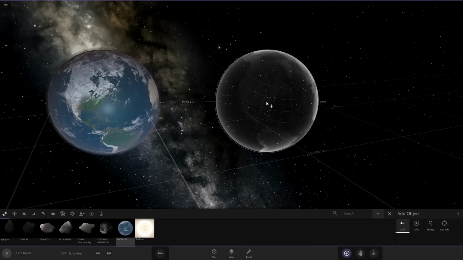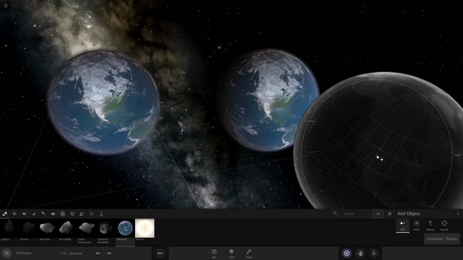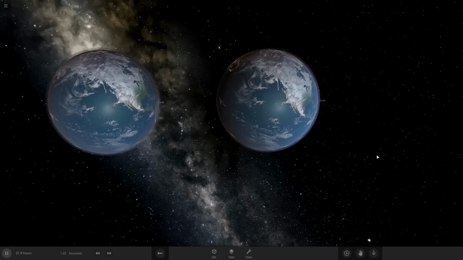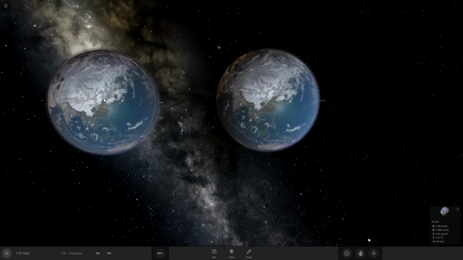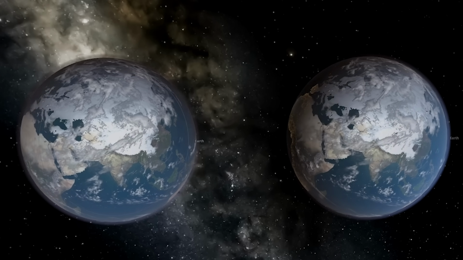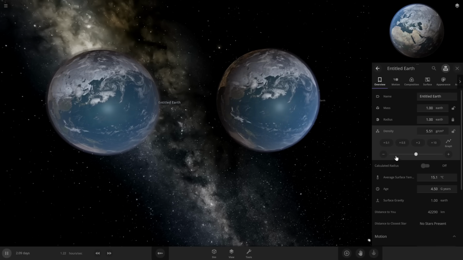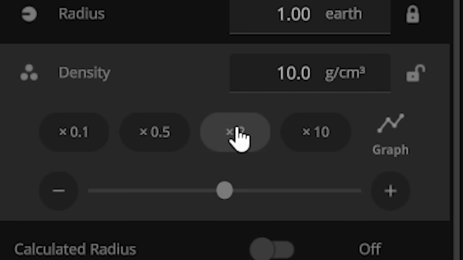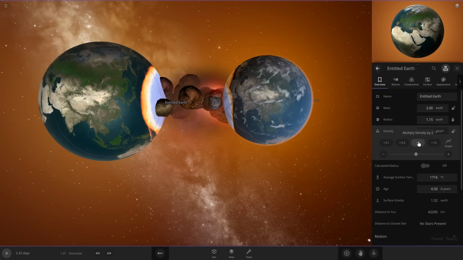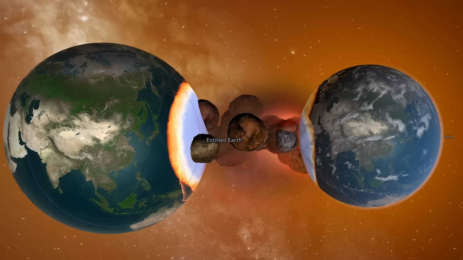We will put another Earth next to Sad Earth. These two Earths live in harmony. The only problem is that one Earth thinks that it's better than the other Earth. Entitled Earth. Why does this Earth think it's better? Because it's denser. Okay, bad things happened a lot faster than I thought they were going to happen.